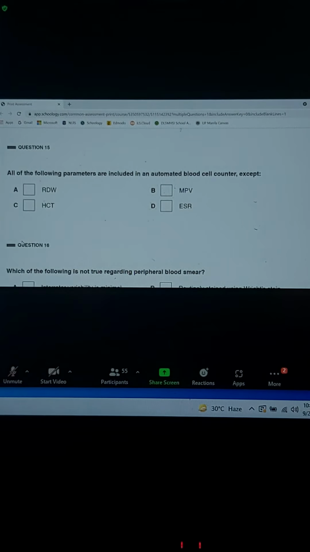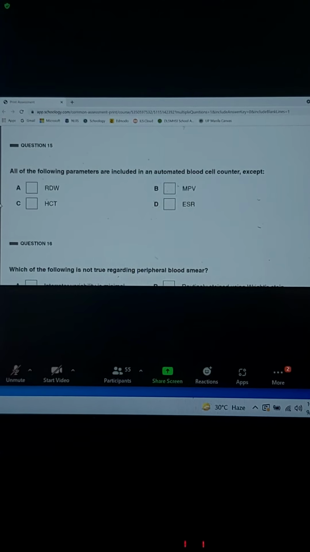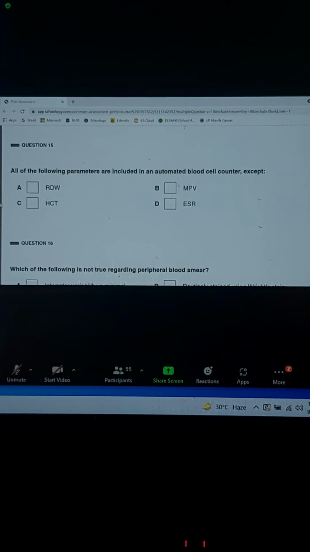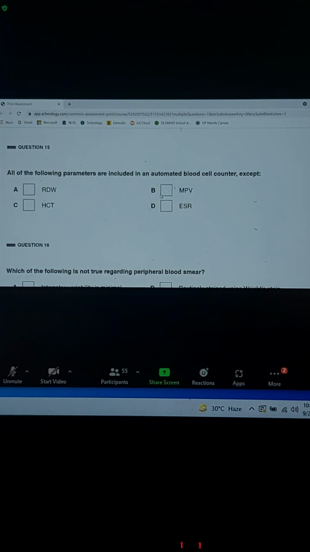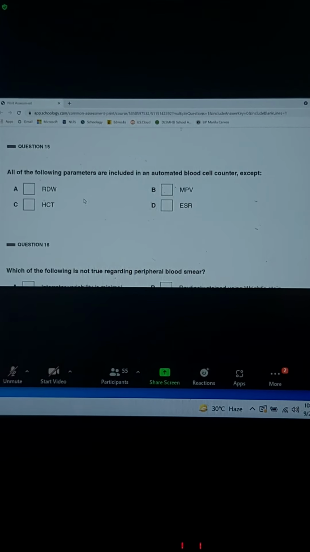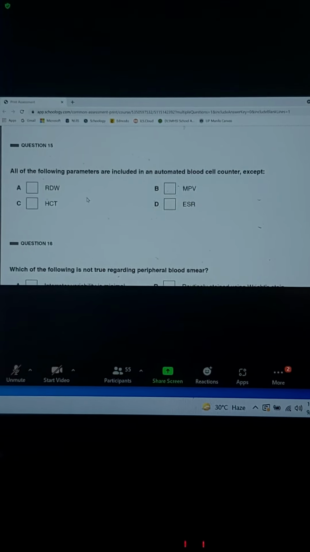Kasi ESR, this is for inflammation, di ba? Ang A, B, and C, they're all parameters of RBC. Si RDW and hematocrit, these are RBC parameters. Your letter B, MPV, this is a platelet parameter. Okay. So, di ba sa blood cell counter or sa complete blood count, ang mini-measure natin ay yung characteristics, yung morphology, saka counts ng ating mga blood cells. So, ESR, it's a separate list.